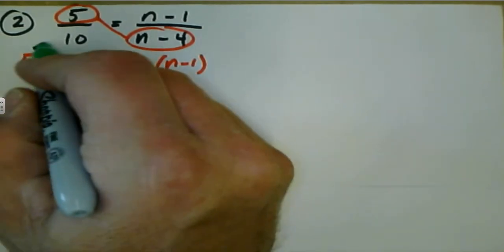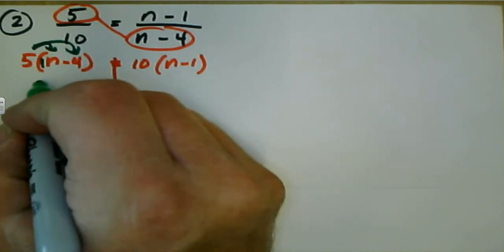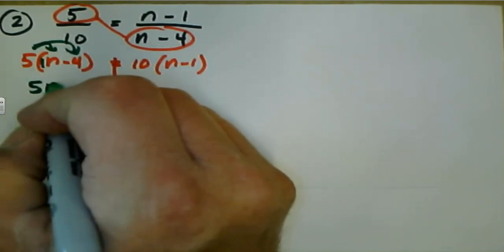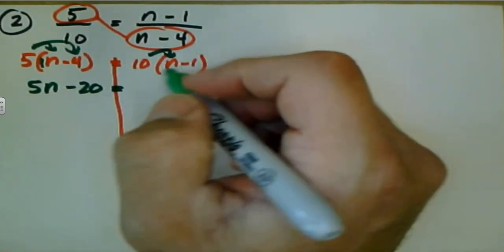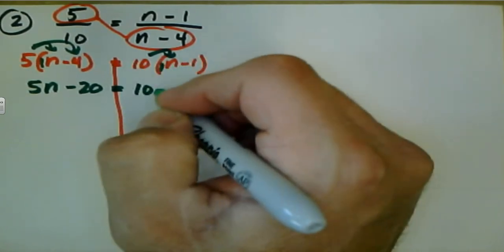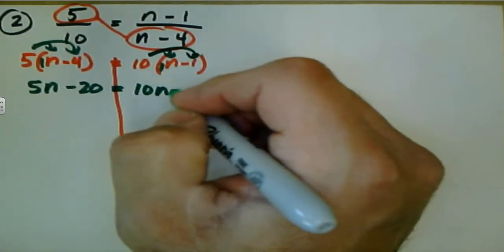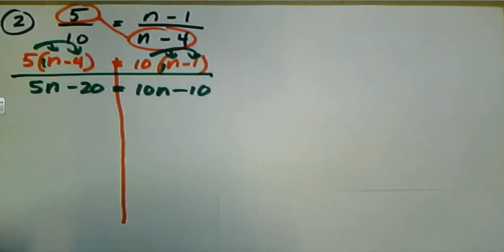Our first step is to distribute. We always distribute and then combine like terms. So that's 5 times n, which is 5n, and 5 times negative 4, negative 20. 10 times n, 10n. 10 times negative 1, negative 10.